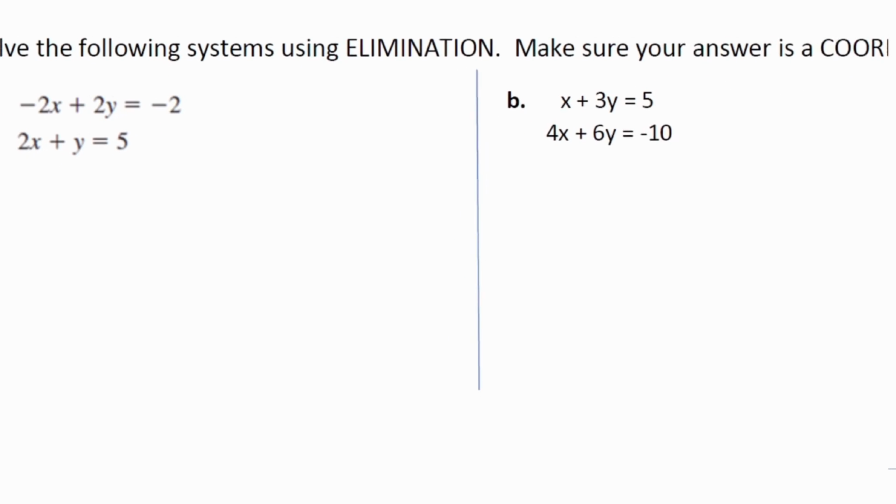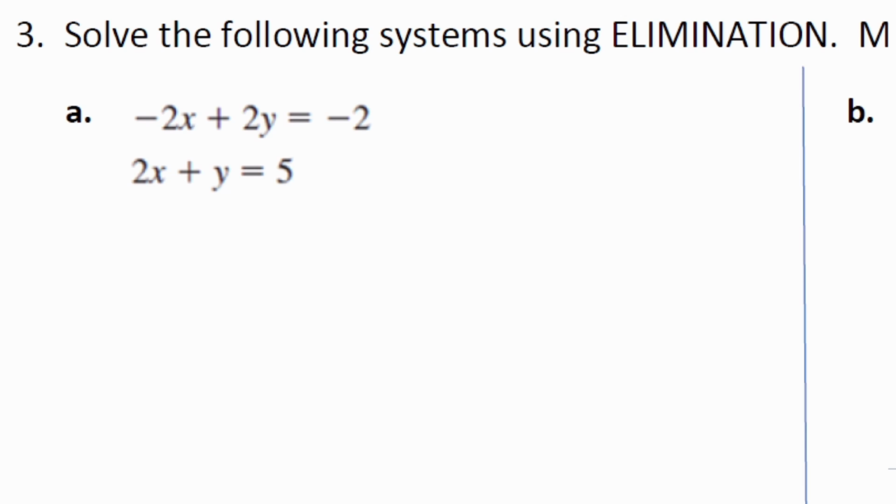In our first example, problem A here, we have the system, and again, we have our two equations. They're already stacked on top of each other nicely. We have x lined up, y lined up, and our constants lined up in order. What I noticed right away is that I already have something quite convenient, which is that I have this negative 2x and this positive 2x here, which means if I add these two equations, I will eliminate the x variable. So let's go ahead and do that.